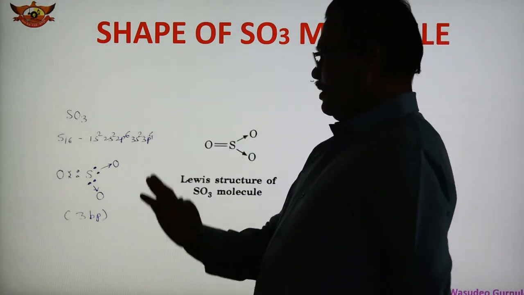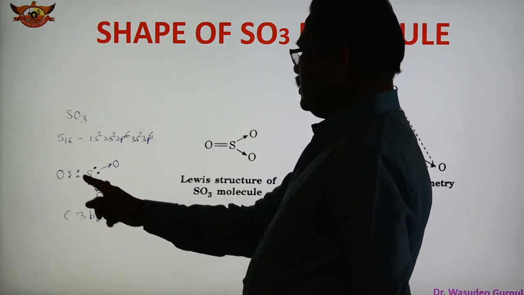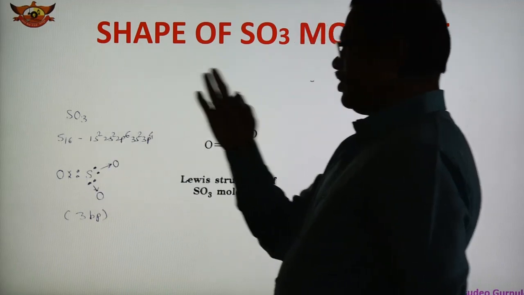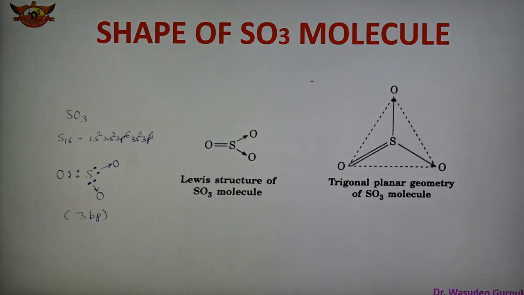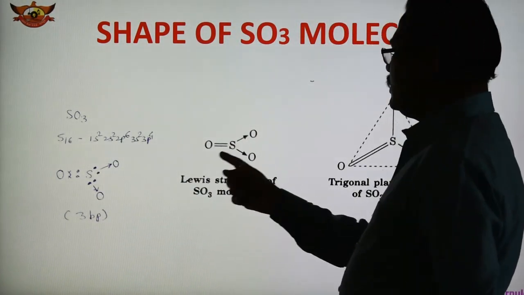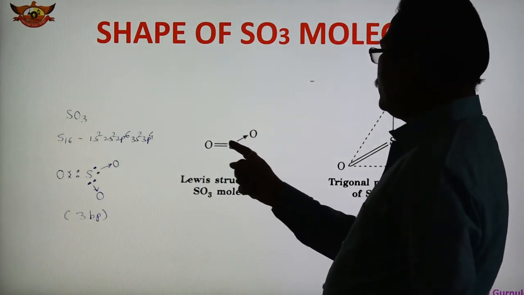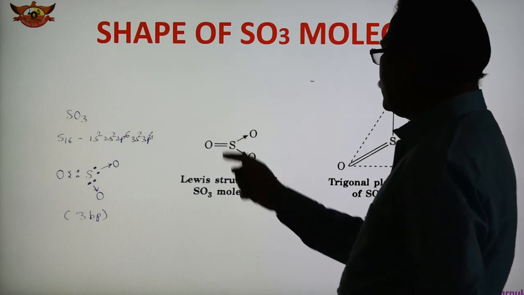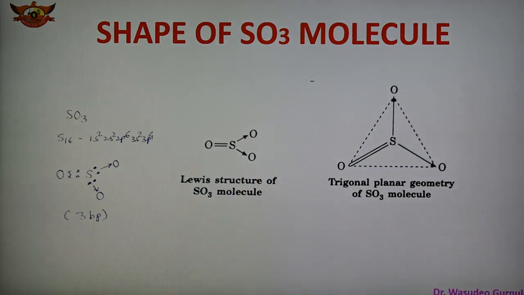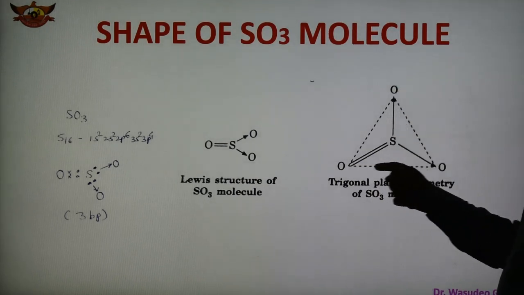So there are 3 bond pairs. One bond pair, second, this is a double bond. So there are 3 bond pairs of electrons, and the structure can be shown here. See now here, this is the dative bond or the coordinate bond, this is another coordinate bond, this is the double bond. So 3 bondings are there, and this is the Lewis structure of the SO3 molecule, and because of the 3 electron pairs, the shape is trigonal planar.